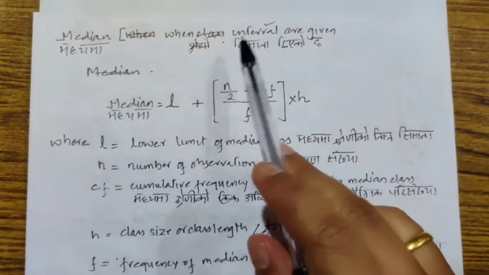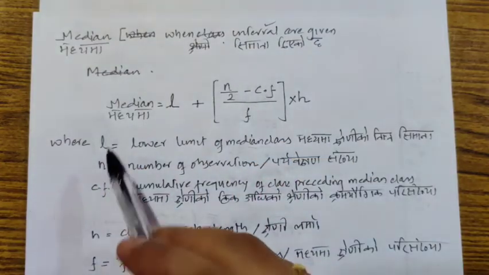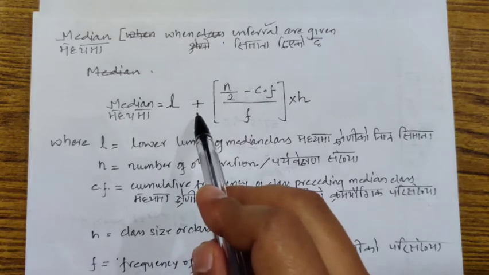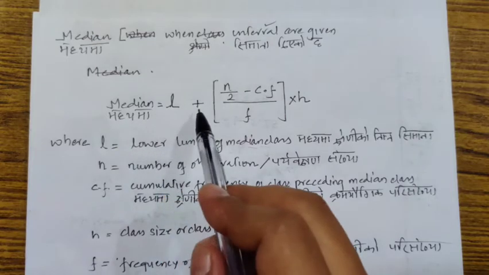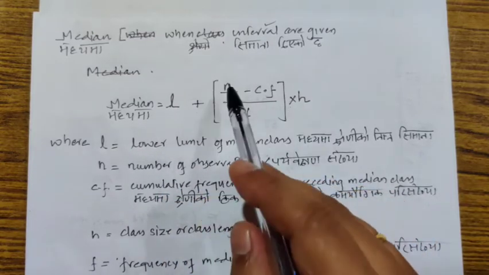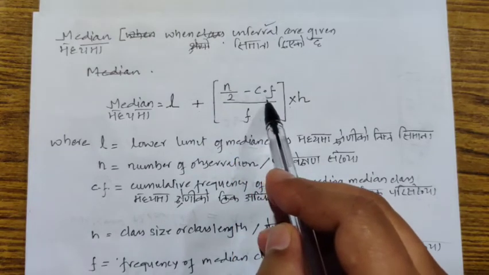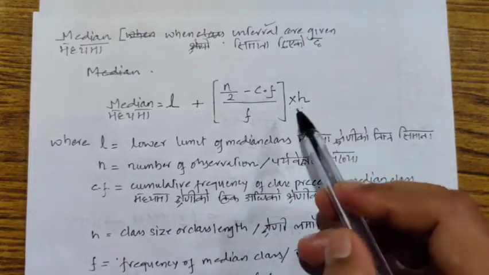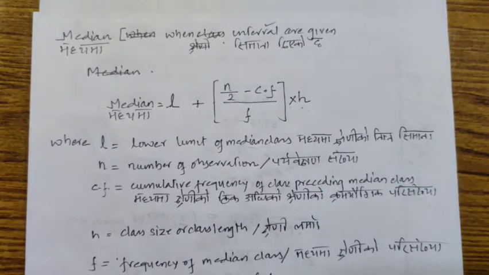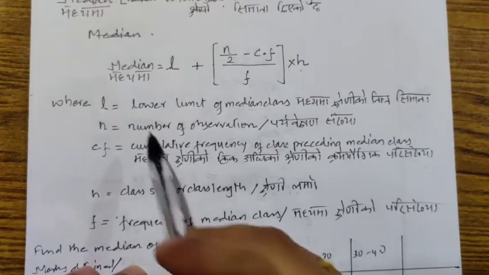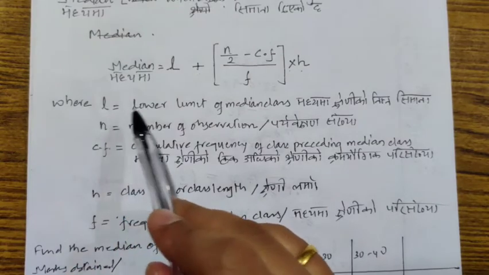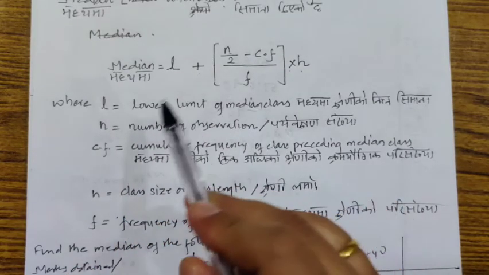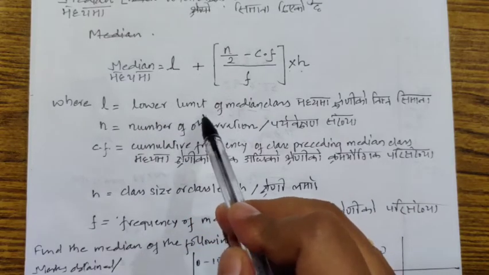So median, when intervals are given to us, median equals L, and in the middle plus sign. Please guys, don't mix it. L plus, and under this bracket n by 2 minus CF, CF is cumulative frequency, by f into h. We all know a few things. H is the height of the median class. Where L, what is L? We need to know the lower limit of the median class. Okay, what is a median class? We'll come to it, but that's the lower limit of the median class.